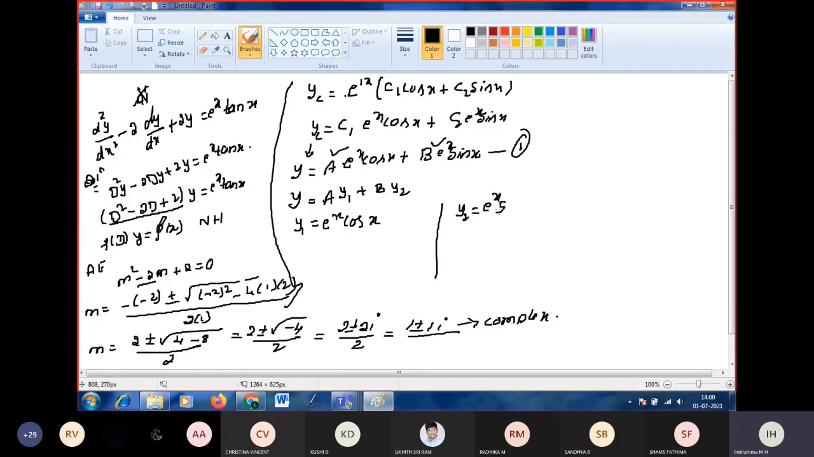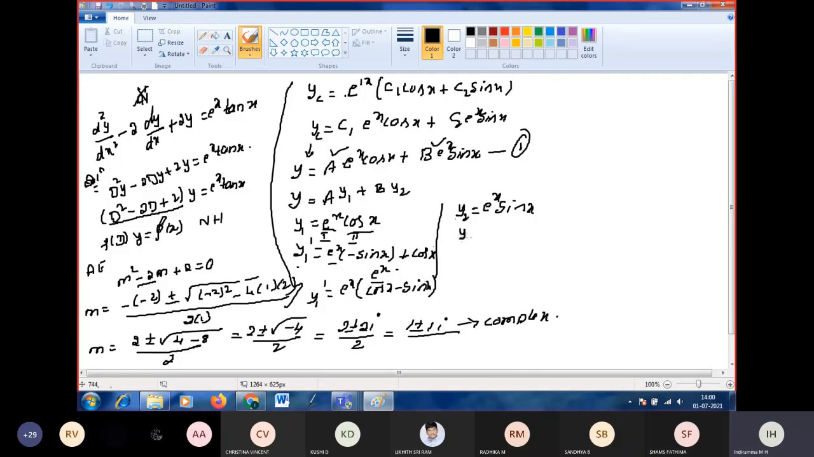E power x into sin x. After this, we have to find out y1 dash. Since we are differentiating with respect to x, here we have two terms, so we should use the product rule. First function into differentiation of second, differentiation of cos x is minus sin x, plus second function into differentiation of first, e power x. So y1 dash is equal to, we can keep e power x outside common. Write the positive term first, that is cos x minus sin x. So this is our y1 dash.